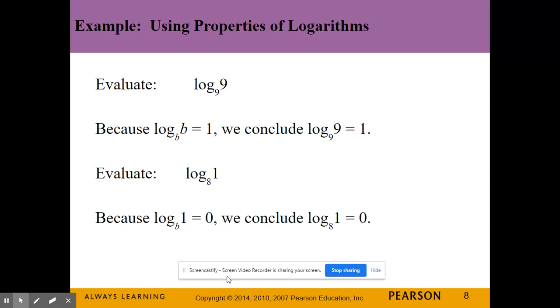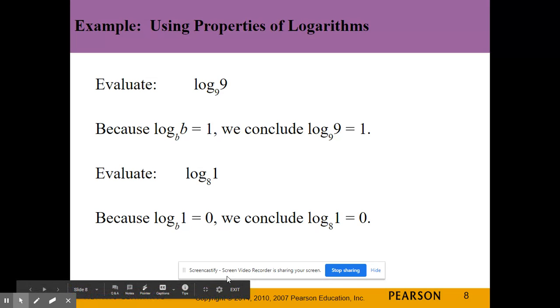Evaluate now log base 8 of 1. It's going to equal 0 because it doesn't matter what the base is. If that number is 1, the exponent you put on any base to get 1 is 0. So this is going to evaluate to 0.